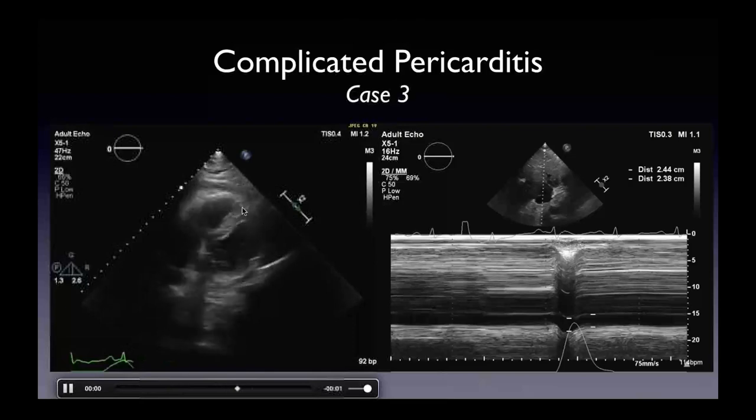Subcostal view. You see once again that echogenicity within the pericardial space. The IVC is dilated, doesn't collapse.